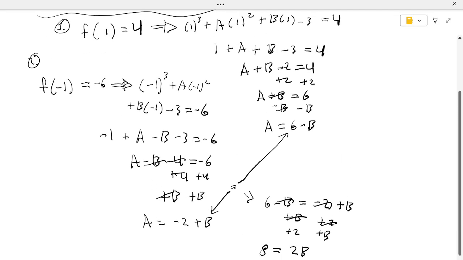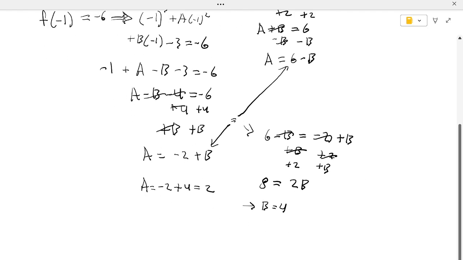Okay. Now we can use either definition to find a. So a would be 6 minus 4, or 2, or a would be negative 2 plus 4, which should be just 2. So a is going to be negative 2 plus 4, which is going to be 2. So now we have a and b, right?